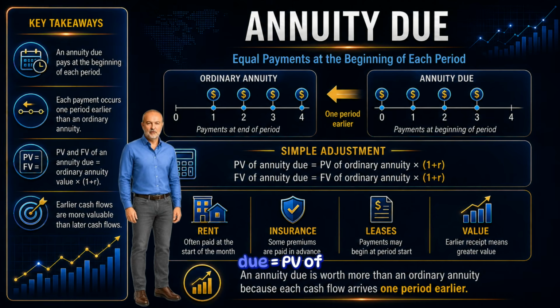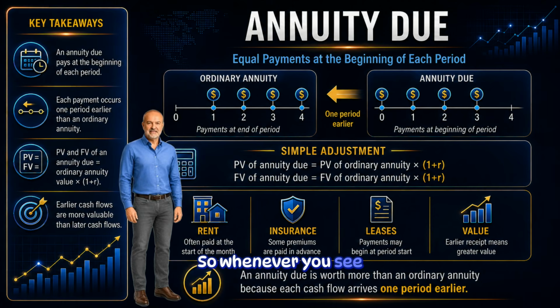PV of an annuity due equals PV of an ordinary annuity times 1 plus R. FV of an annuity due equals FV of an ordinary annuity times 1 plus R. The reason an annuity due is more valuable is simple. Receiving money earlier is better than receiving the same money later. Paying money earlier is also more costly than paying the same money later. The formula captures this idea by multiplying the ordinary annuity value by 1 plus the rate.